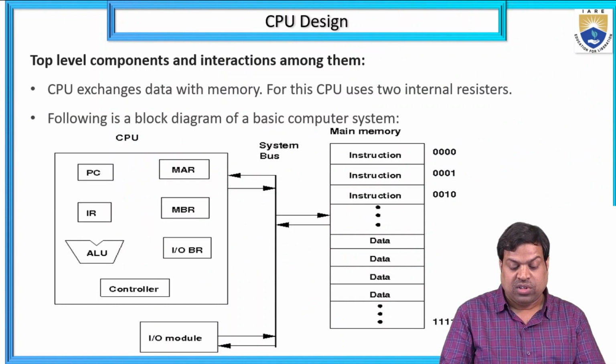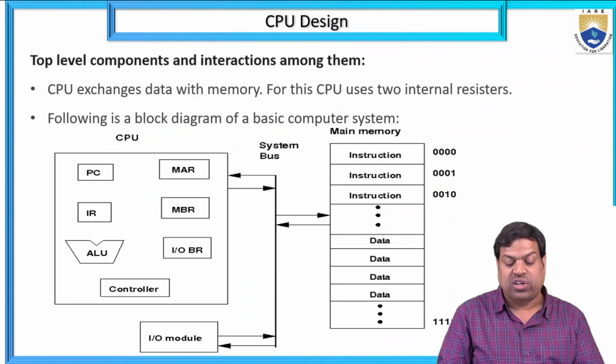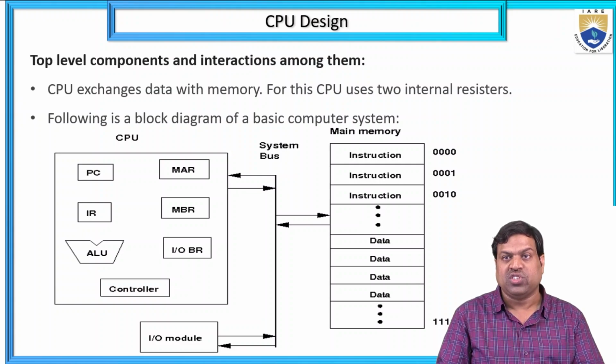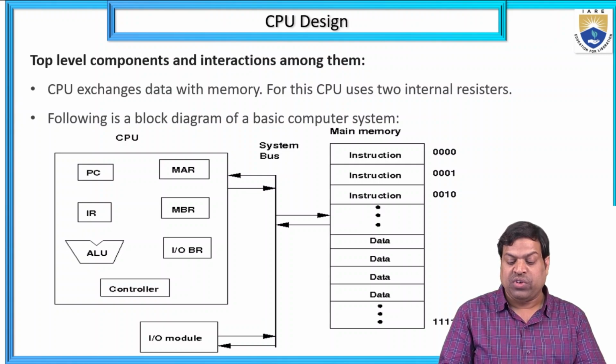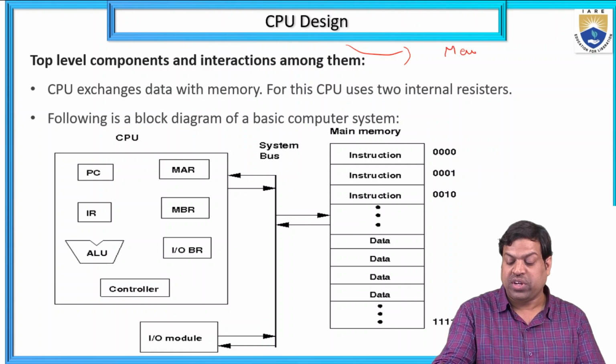So the top level components interact with each other. The CPU exchanges data with memory. For this, the CPU uses two internal registers. The following is a block diagram of the basic computer system. So we are going for the CPU design with memory address, memory data, for input and output operations.